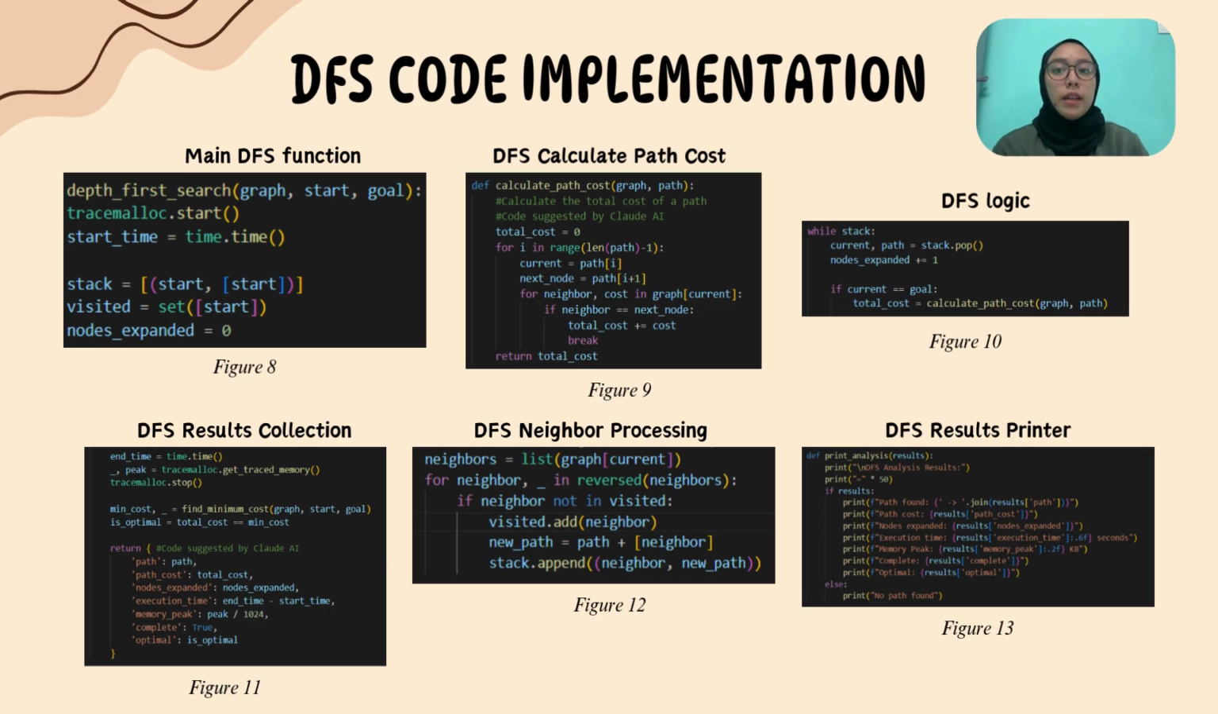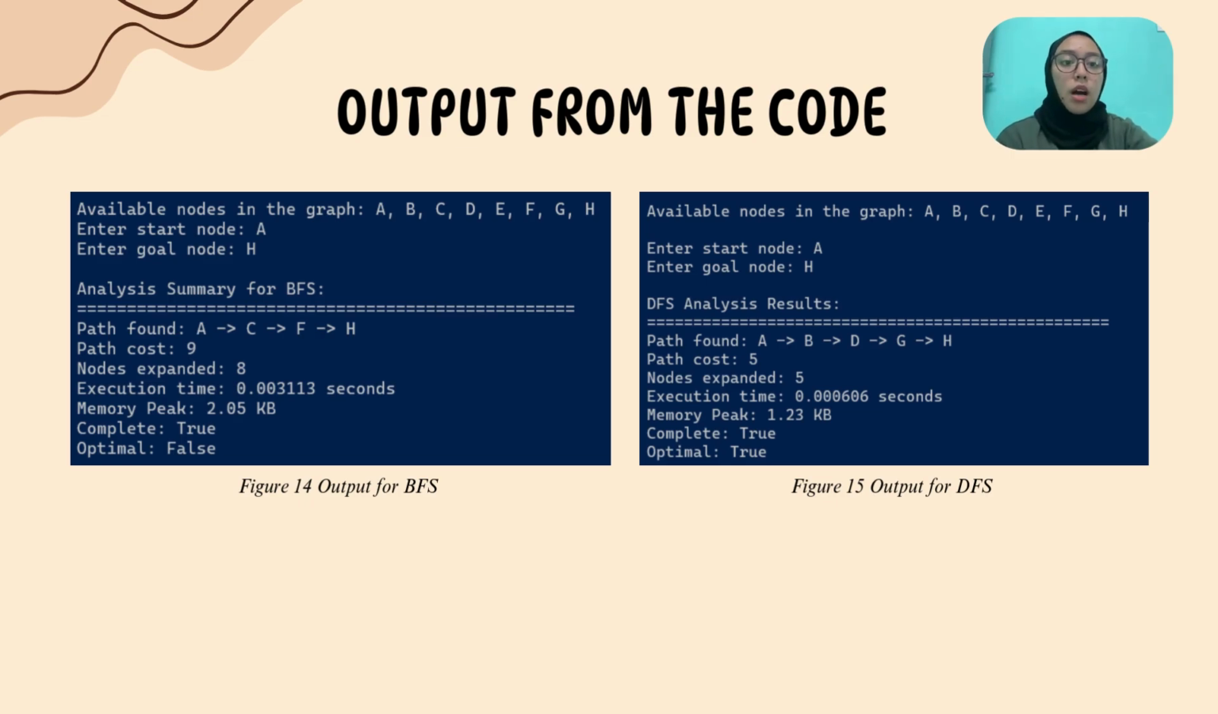Lastly, for figure 11 and figure 13, it is just the same setup for the DFS result collection and the DFS result printer, where we collect the result of the DFS algorithm and we print it for analysis. And this is the expected output from the code. Figure 14 is showing the output for BFS, and figure 15 is showing the output for DFS.